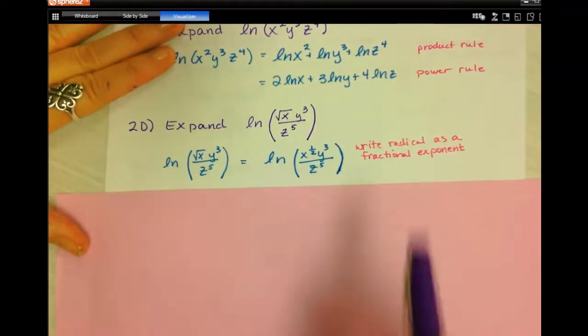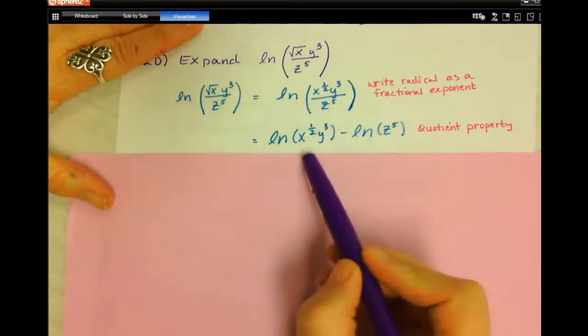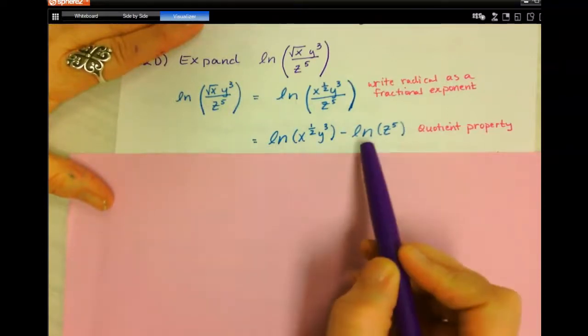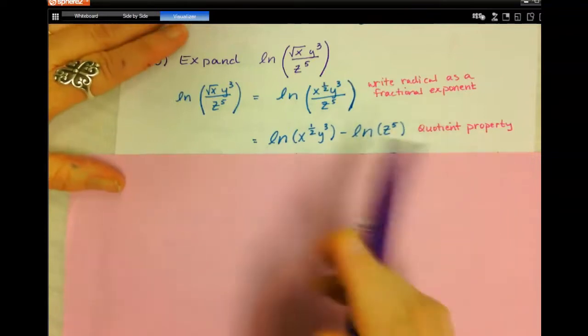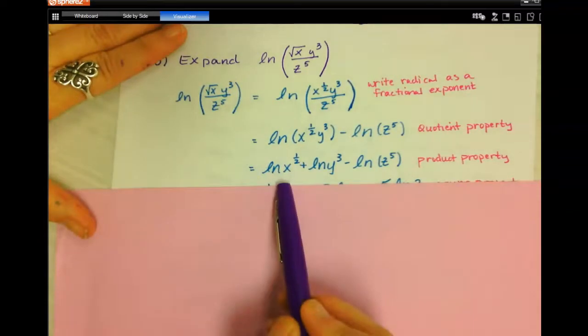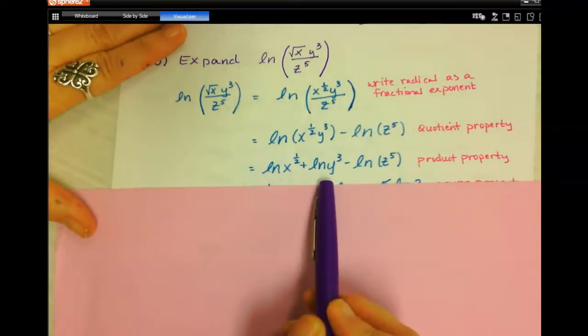So here's me rewriting it with rational exponents. And then I did the top minus the bottom. And notice there's the word log in each term when we expand it. And then I need to expand this with multiplication. So that's natural log of x to the 1/2 plus natural log of 3.